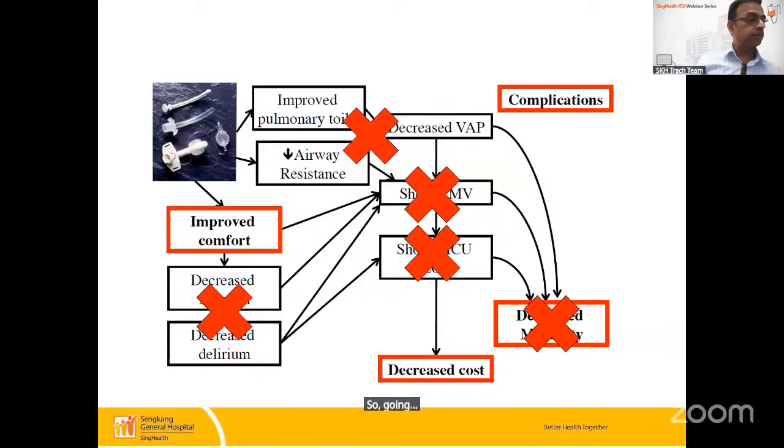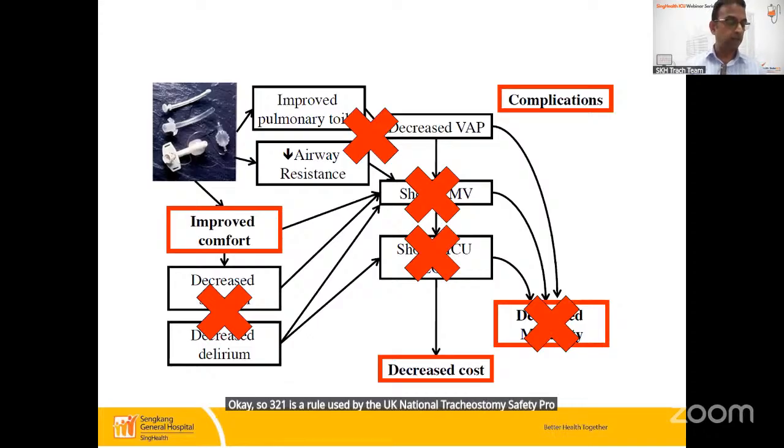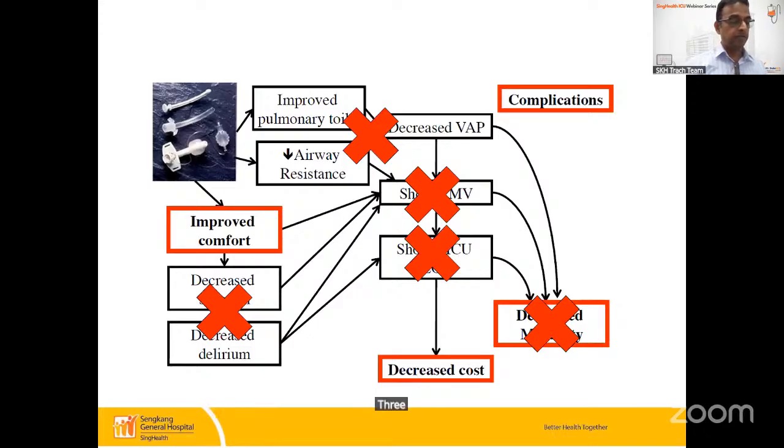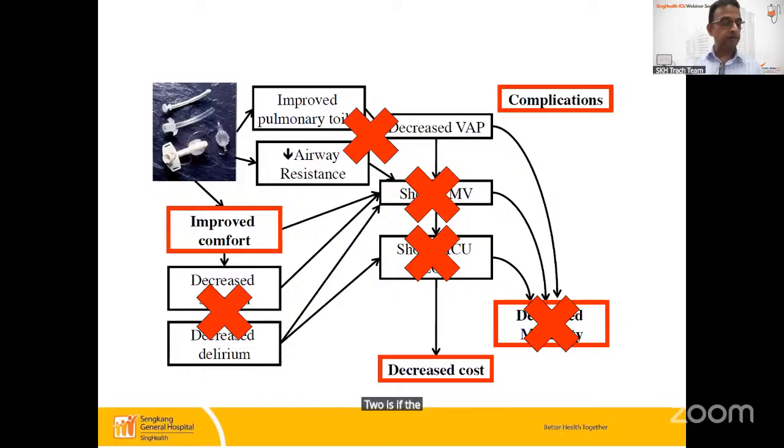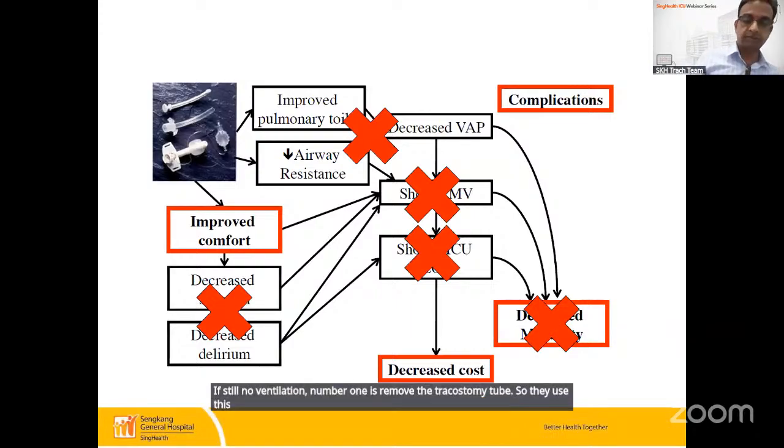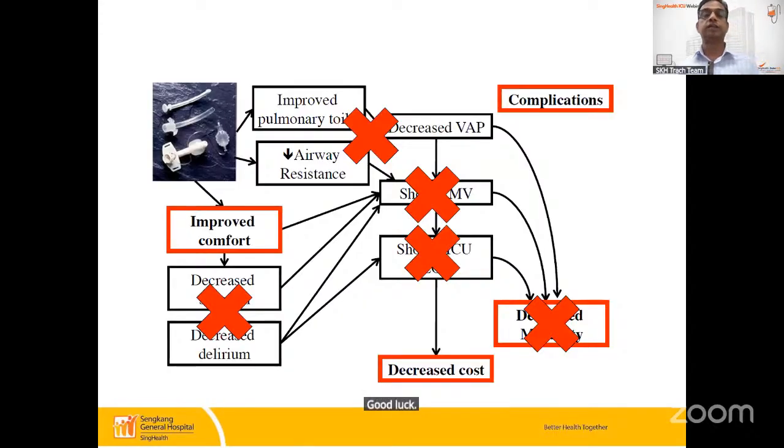Answering the question on the 3-2-1. The 3-2-1 is a rule used by the UK National Tracheostomy Safety Project. The 3 is to try to pass a suction catheter whenever there is a block in the tracheostomy tube. The 2 is, if the catheter doesn't pass, try to deflate the cuff. If there is still no ventilation, the 1 is to remove the tracheostomy tube. They use these numbers to remember the logical steps.